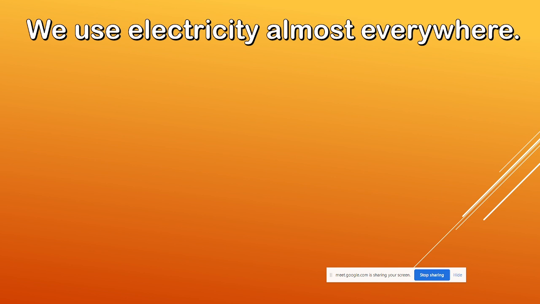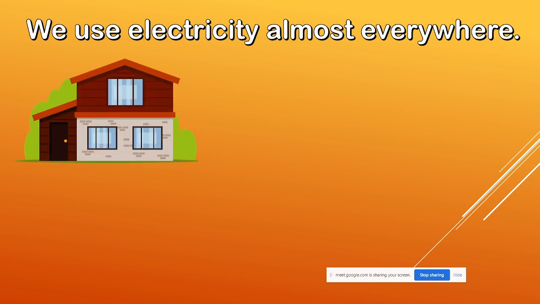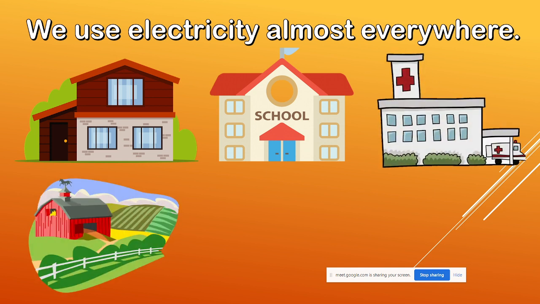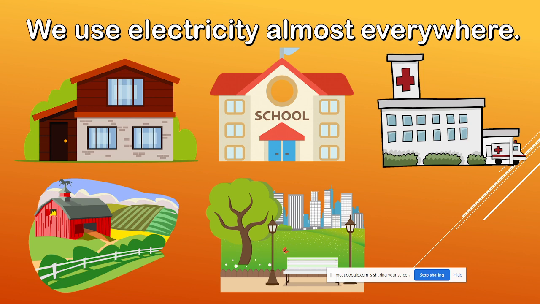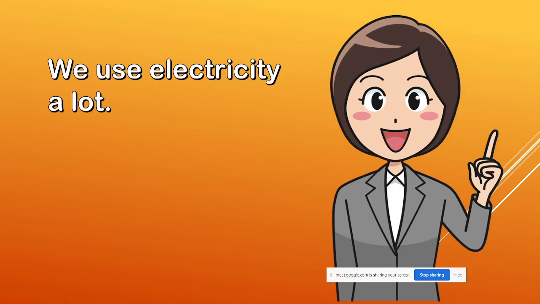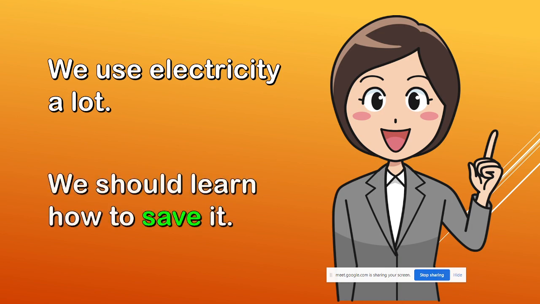We use electricity almost everywhere, such as in our houses, schools, hospitals, farms, even in the parks, and even in the streets, right? Electricity is almost everywhere, right? It's all over the world because most people have devices that need electricity to work, right? So, we use electricity a lot. We should learn how to save it.